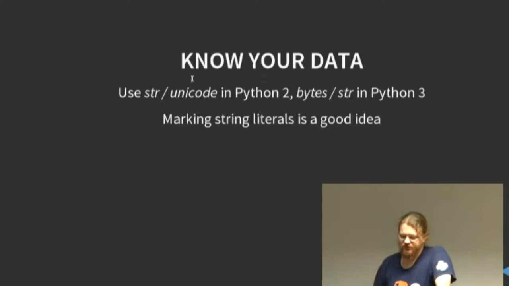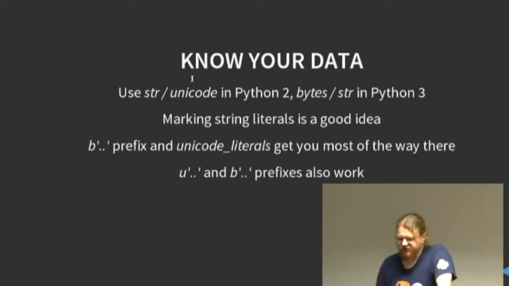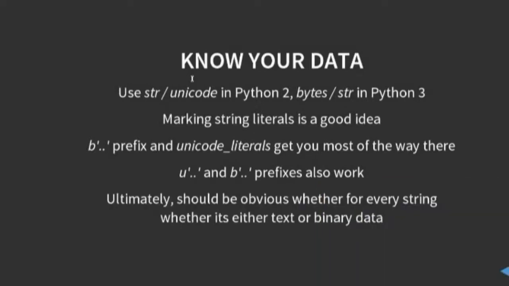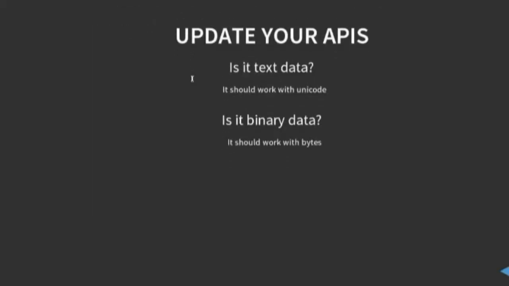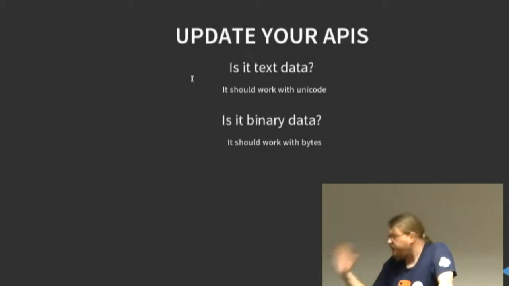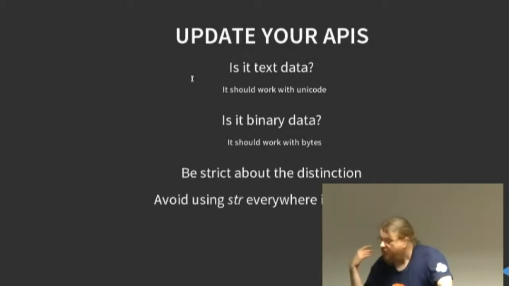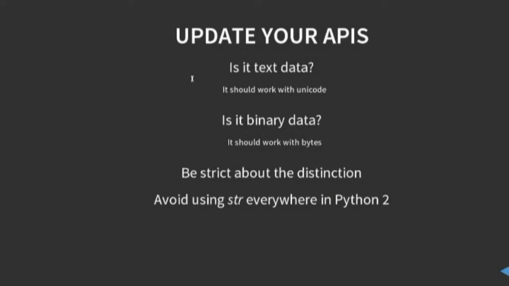So know your data. Marking all your string literals is a good idea. You can use the b prefix and unicode_literals from __future__, or u and b as you wish. But ultimately, it needs to be obvious whether the string is meant to be text or binary data, and that you can only do by going through the process. You need to update your APIs. If it's text data, work with Unicode. Binary data, work with bytes. Be strict about the distinction.